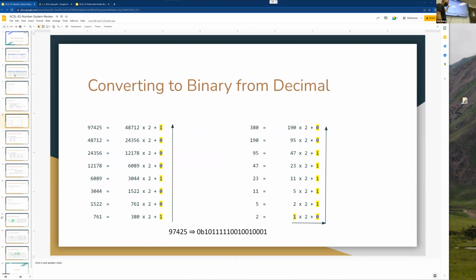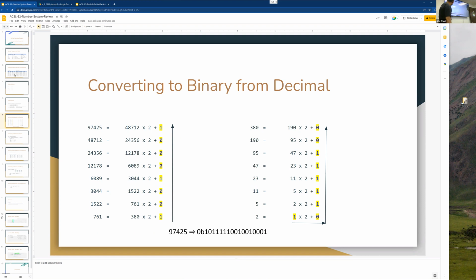And again, this is the way you convert a decimal number. The decimal number here is 97,425, right? When you need to convert that into binary, you basically do division by 2, and the remainder by 2 gives you each digit. You keep doing it until you run out, until you can't do any more division, right?